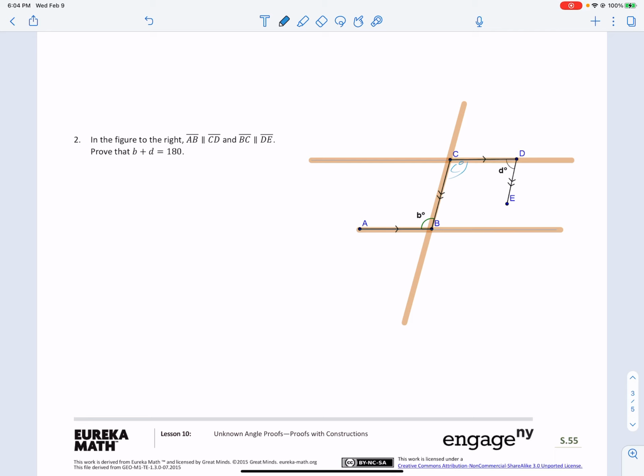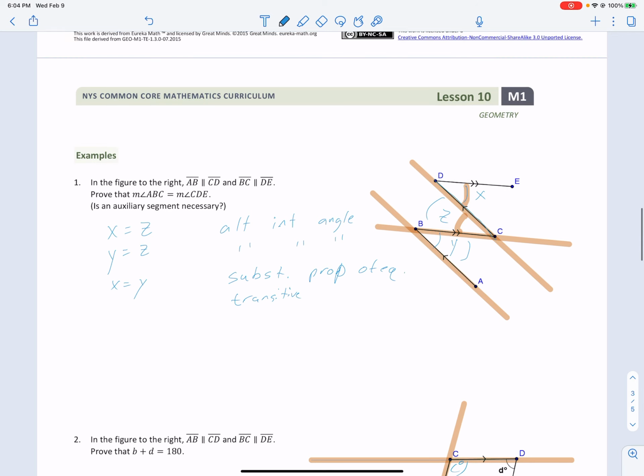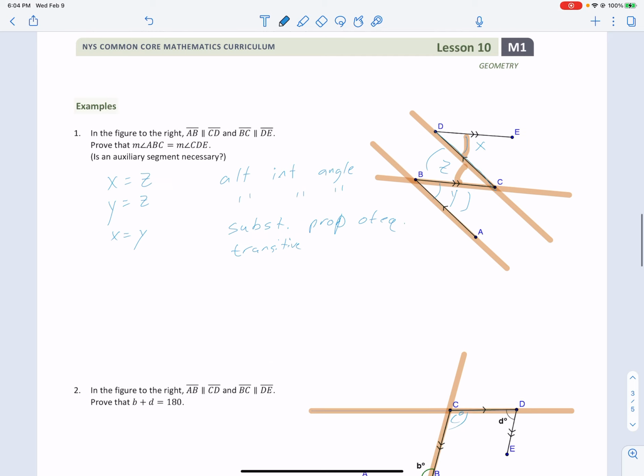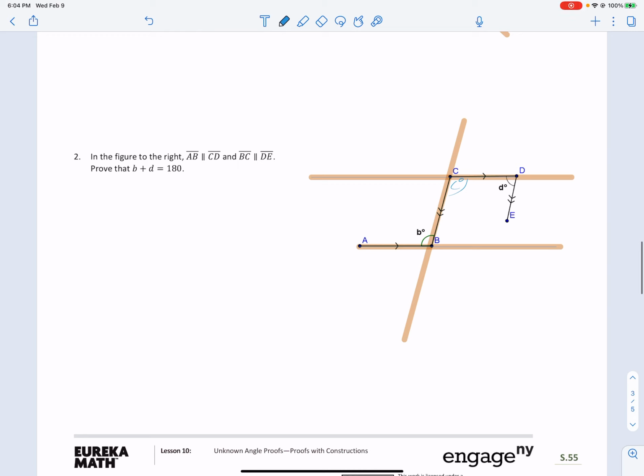And again, on this first one right here, I think they asked, is an auxiliary segment necessary? No, it's nice to extend our lines for visual reference, but we didn't have to extend. This one, we actually probably still won't need to extend it because we still have a line segment and another line segment that are parallel to each other and a transversal. So really, an auxiliary line's not necessary, but the extensions help our brain.